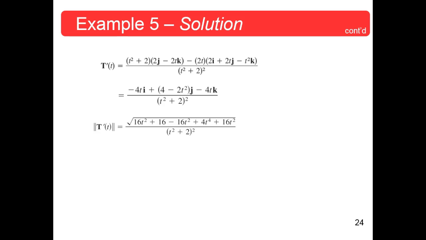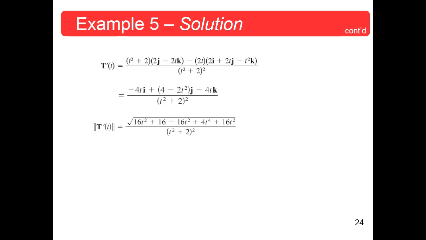And it's over your denominators squared. Now, wait a minute. Let's see. You would square that denominator and then take a square root of it. So that's why it comes out as a t squared plus 2 squared in the denominator.